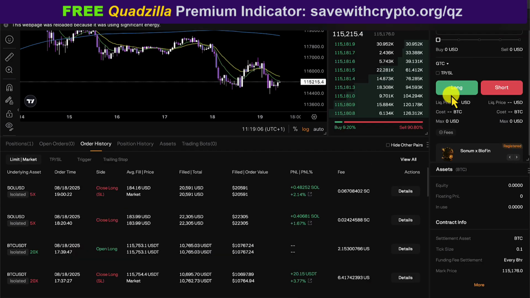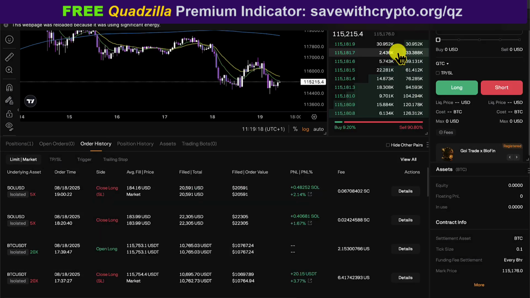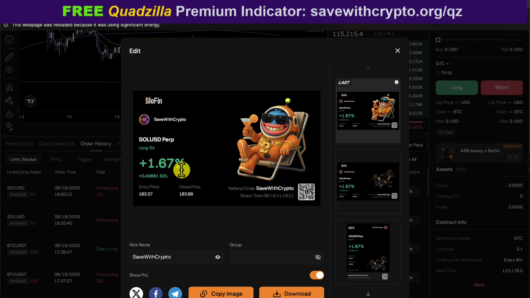Now, yesterday I was trading on Blofin. I was trading BTC and also Solana. The BTC one I actually closed out with just like a small $20 profit, just because I didn't think it was going particularly well, actually. The Solana one I did a little bit better on. This was only 1.67%, but because it was quite a big position, that was actually 0.4 Solana.